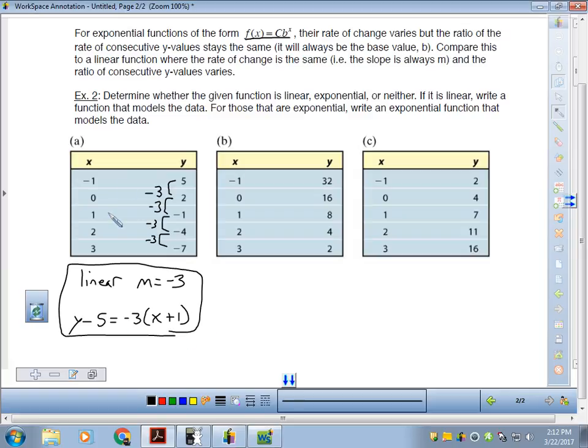I could have used any of the points. I could have used 0, 2, or 1, negative 1, or 2, negative 4, or 3, negative 7, and it would have been okay. But there's my equation for that line.